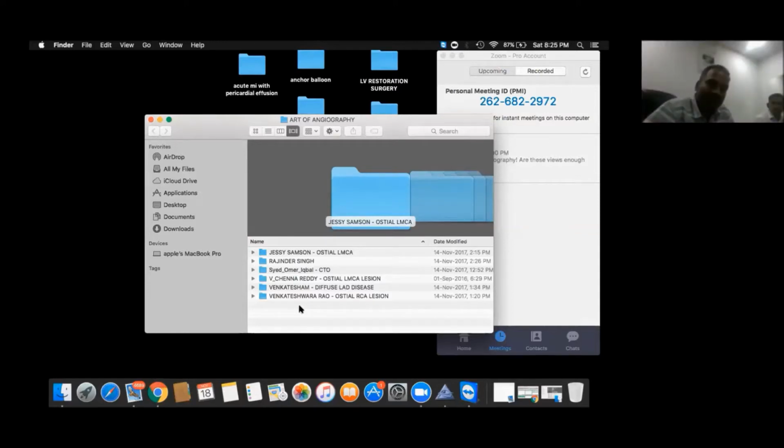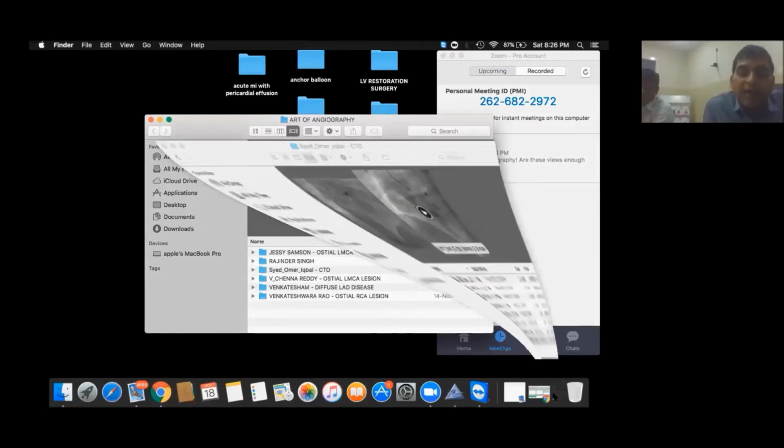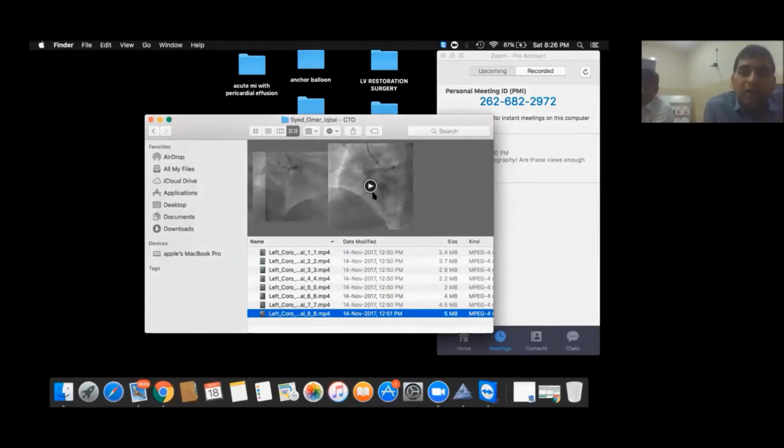In the same way, in this case which I have shown, I suspected serial CTOs for this patient because of that anatomy. So I suspected serial CTOs. But here that antegrade flow is from that acute marginal collateral.